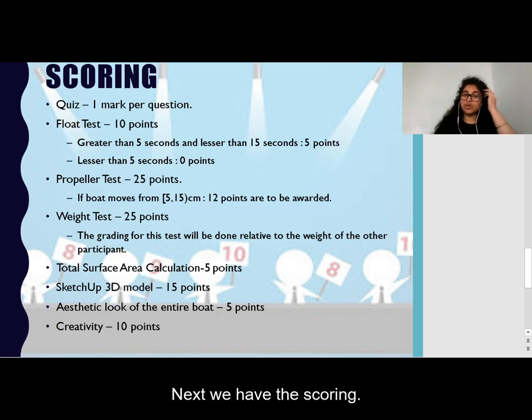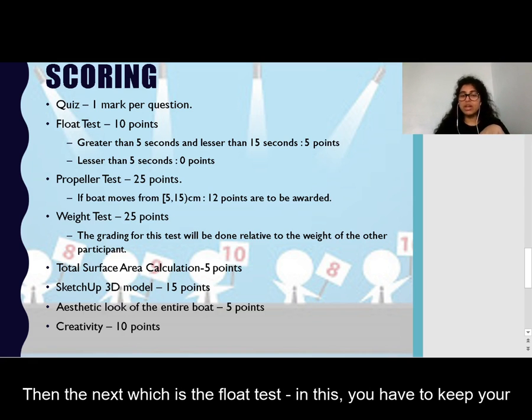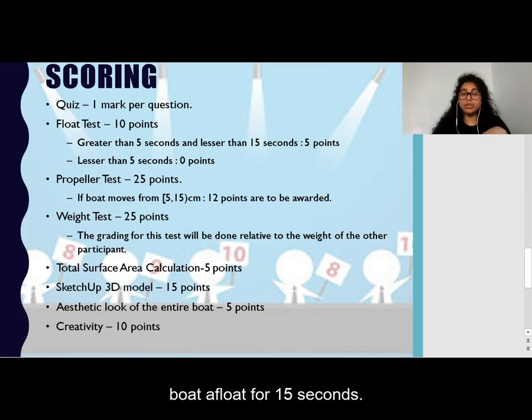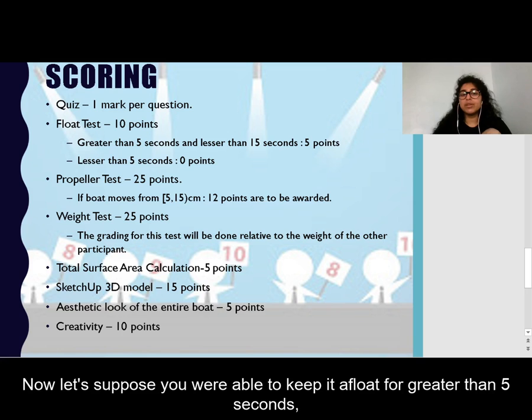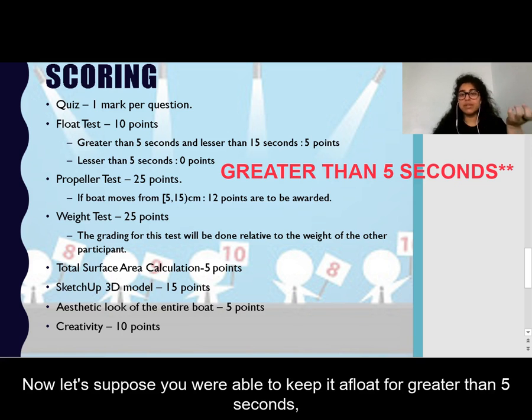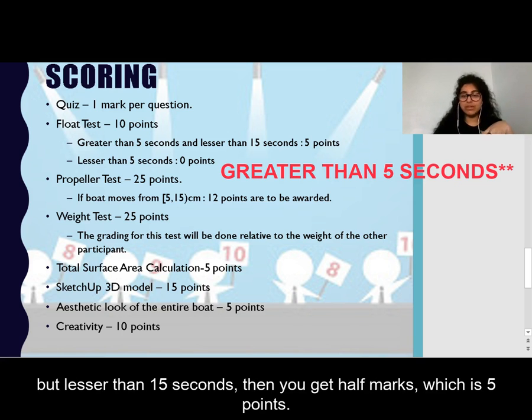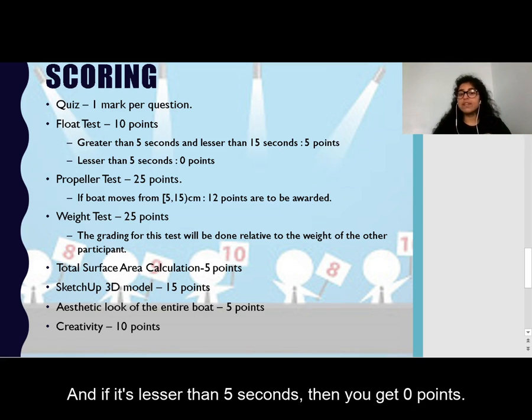Next, we have the scoring. So the quiz has 5 questions in total, so we have 1 mark per question. Then the next, which is the float test. In this, you have to keep your boat afloat for 15 seconds, and then you get 10 points. Now, suppose you were able to keep it afloat for less than 15 seconds, but more than 5 seconds, then you get half marks, which is 5 points. And if it's less than 5 seconds, then you get 0 points.